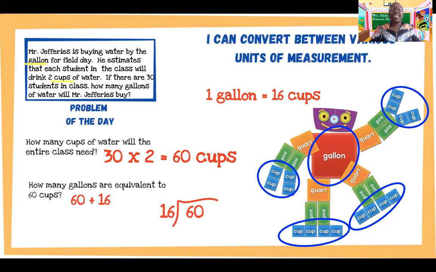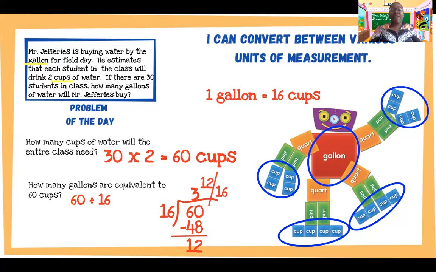16 into 60. How many times does 16 go into 60? Did you say 3 times? If you did, you're correct. Well, what's the next step when we're dividing using the standard algorithm? That's right, we're going to multiply 16 times 3. Well, 16 times 3 is 48. What do we do next? You guessed it, we're going to subtract. 60 minus 48 is 12.